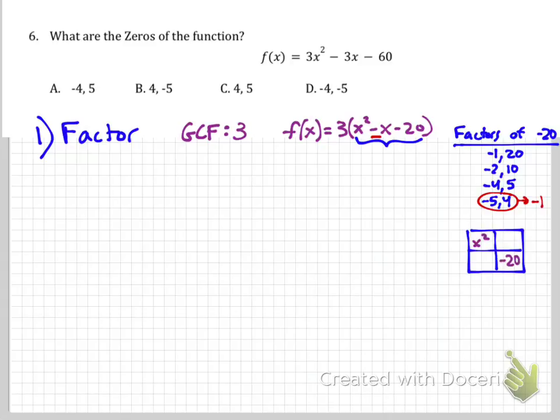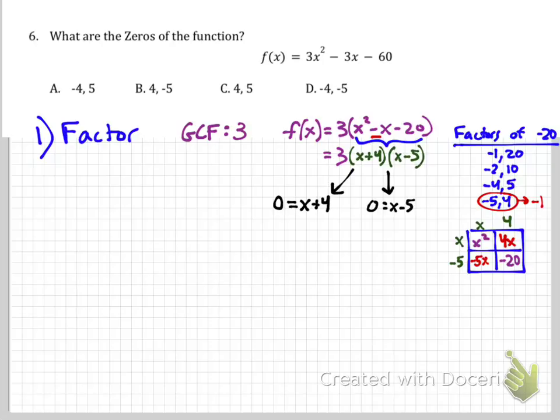The way I do it, I use box method, but there's lots of different ways to do that. I separate that middle term, and I get x plus 4 times x minus 5. Now I set each of those factors equal to 0 and solve them. And I get x equals -4 and x equals 5.